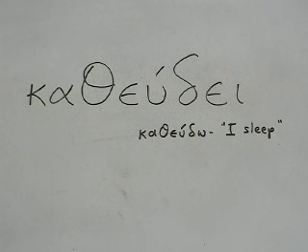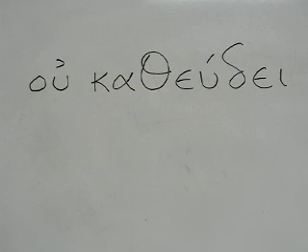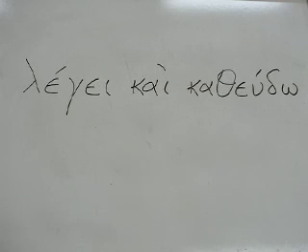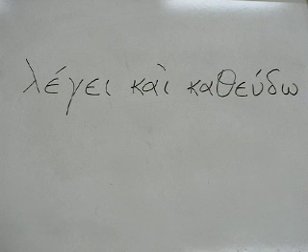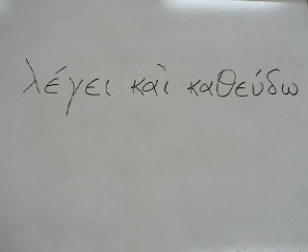Let's combine it just to close out this piece. Katheudei. Okay, what does it mean? Pause it if you need to. He does not sleep, or she does not sleep, or it does not sleep. Here's one my students might resonate with. Lege kai katheudo. He speaks, he says, and I sleep. You see how it goes together? The ending on lege tells me it's a he, a she, or an it says, and then katheudo, the omega, tells you it's an I sleep.